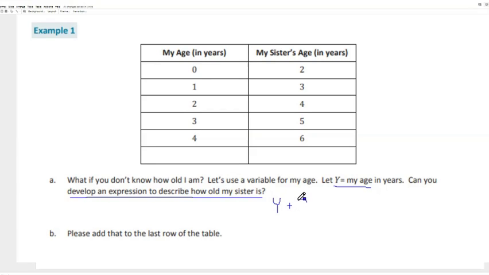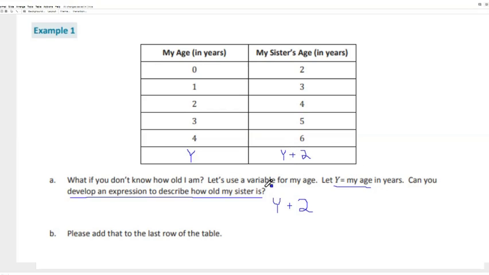So this is an expression because there is no equal sign. If it was an equal sign, there would be something on both sides of the equal sign. But we just simply have my sister's age would be equal to y plus 2. Then it says, please add the last row to the table. We have this blank row right here. Well, if I had my age, which would be y, I determine my sister's age by taking my age and adding 2 to it.